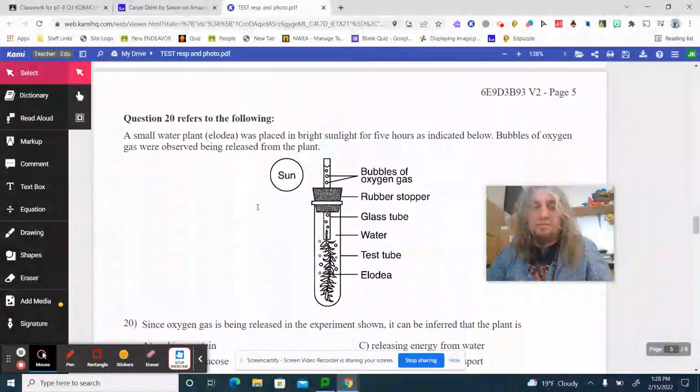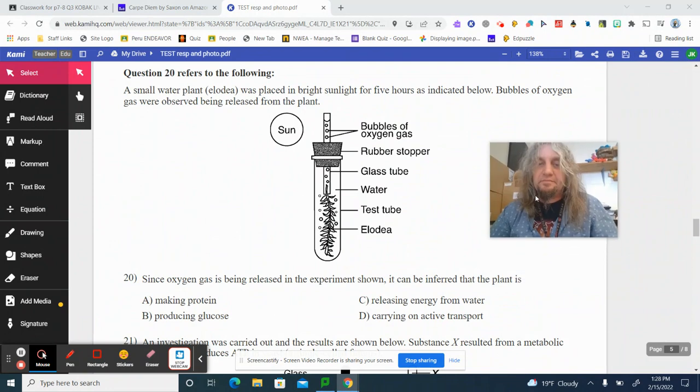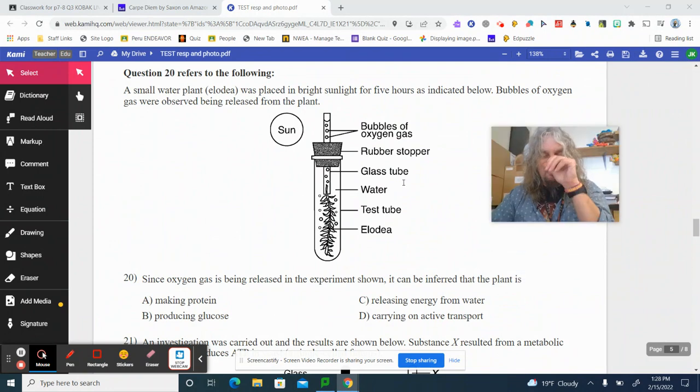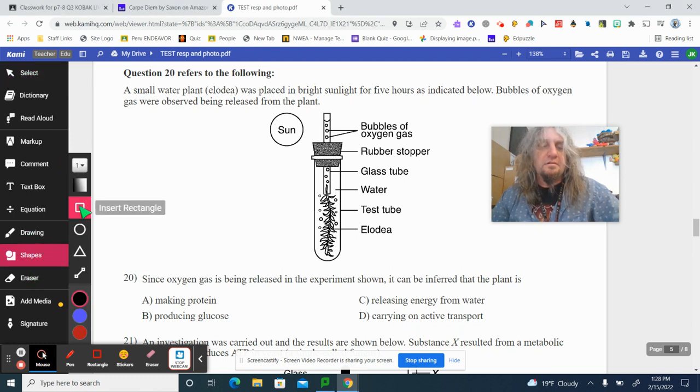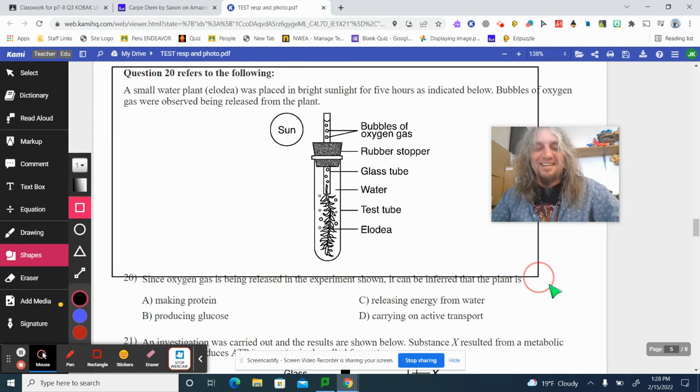Let's move on to number 20. Ooh, that looks almost like the lab we did with. Yeah, it does. It really does. All right, question 20. That's right.